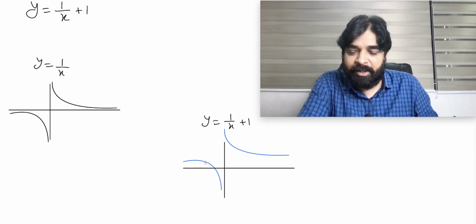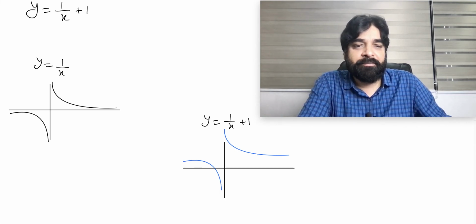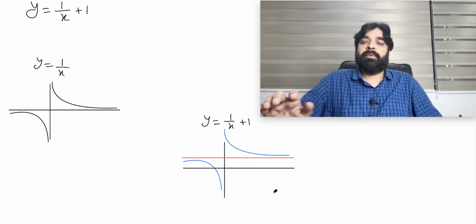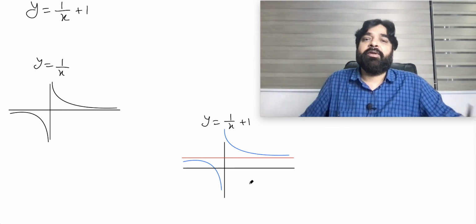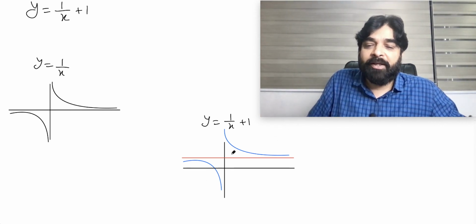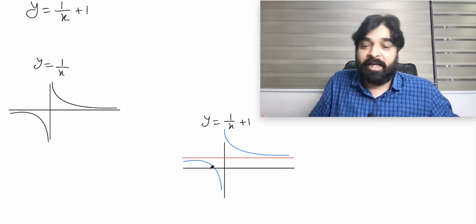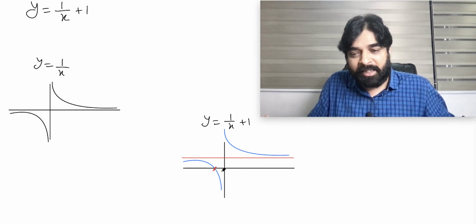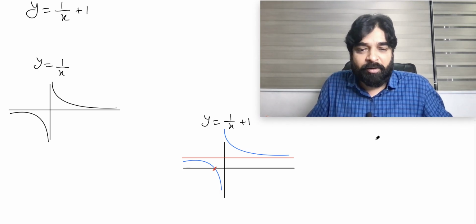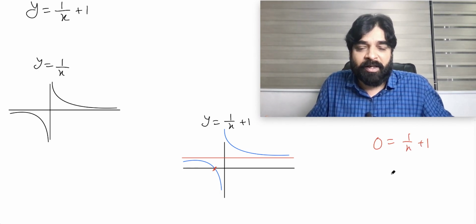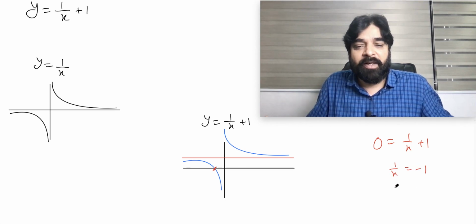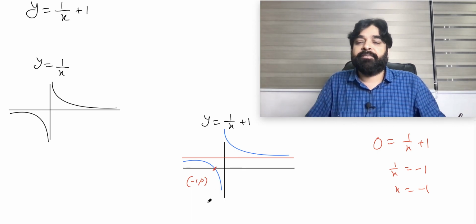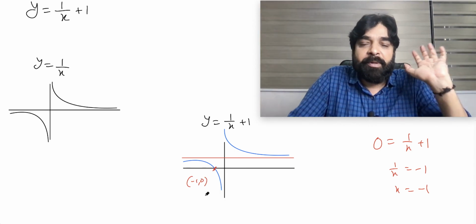So basically your new asymptote came somewhere here. Do you understand? Simply shifted 1 unit. When you draw it in your copy, you will easily understand. What is this coordinate? Because only one intersection is there. On the x-axis, I will put y equal to 0. If you put y equal to 0 here, then 0 equal to 1 by x plus 1. So 1 by x equal to minus 1, x equal to 1 by minus 1, which means minus 1. So this coordinate is minus 1, 0. I am sure everybody understood. Right?